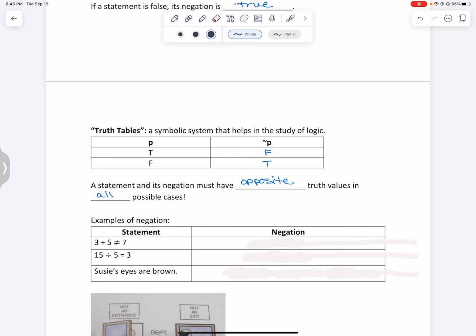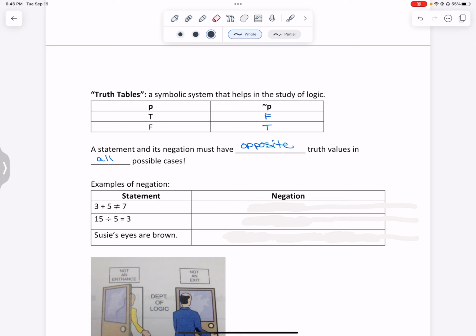Okay, so here are some examples of a negation. 3 plus 5 is not equal to 7, which is a true statement, right? The negation would be 3 plus 5 equals 7. Notice that is a false statement. Or 15 divided by 5 is 3. The negation would be 15 divided by 5 is not 3. Or Susie's eyes are brown. The negation is Susie's eyes are not brown.